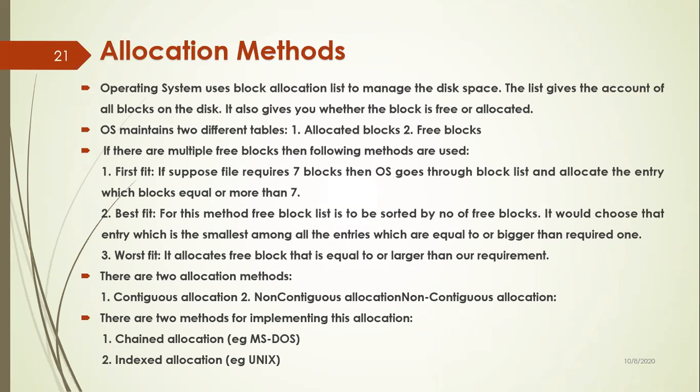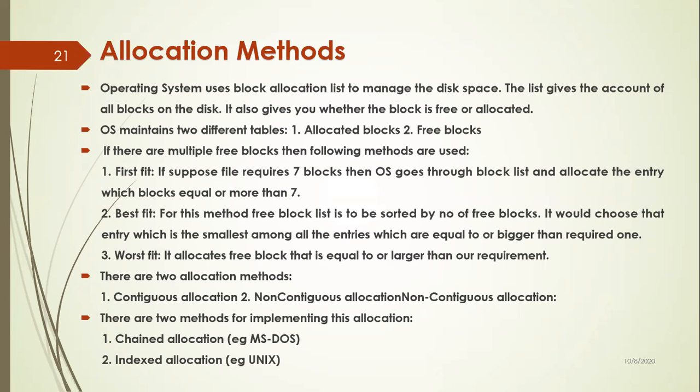Next is the allocation method. Just now we discussed that when you create a file, the operating system checks whether space is available or not. If the space is available, it allocates the space to that file. So what allocation methods are we going to use? Allocation methods fall into two categories: contiguous and non-contiguous, or in other words, continuous and non-continuous.